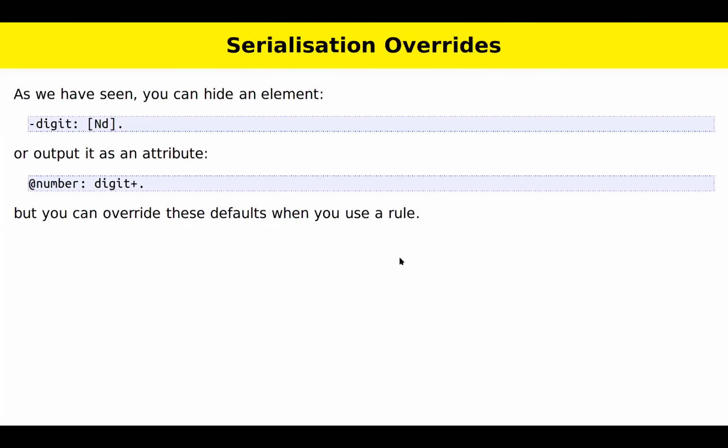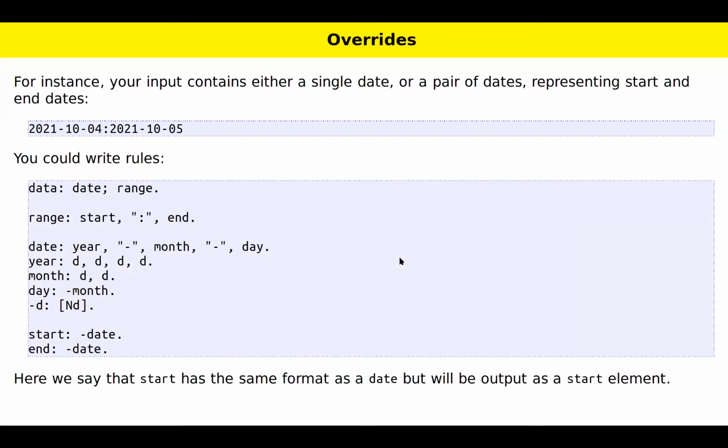So serialization overrides. As we have seen, you can hide under element, for instance, minus digit, or you can output it as an attribute and say at number is digit plus. These are defaults, but you can override these defaults when you use a rule. So as an example, if your input contains either a single date or a pair of dates representing a start and end, like this example at the top here, you could write rules that say your incoming data is either a date or a range, and a range is a start, a colon, an end.